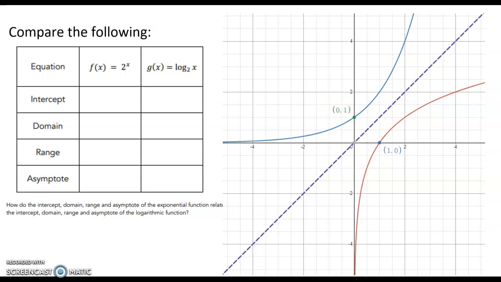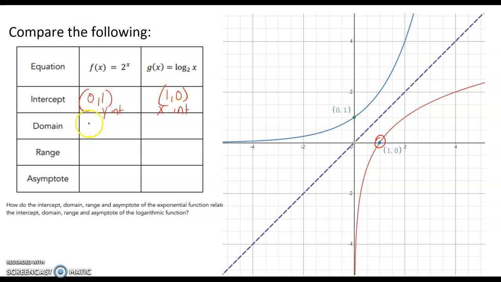We're going to do the same thing that we did when we first learned about the factors and the traits of our exponential function, right? The intercept of 2 to the x is 0, 1. That is a y-intercept of 0, 1. For the logarithmic function, we're going to start looking at x-intercepts, and our x-intercept is 1, 0. And that makes sense because our x's and y's have swapped.